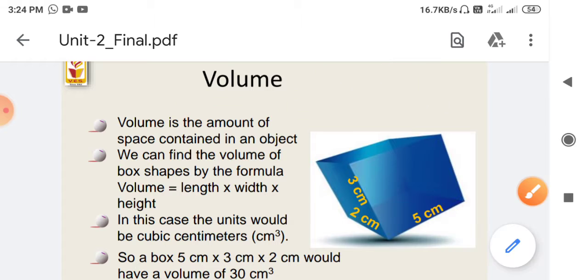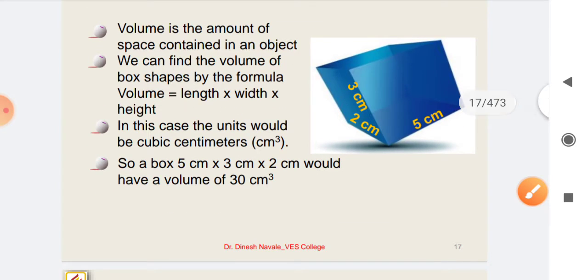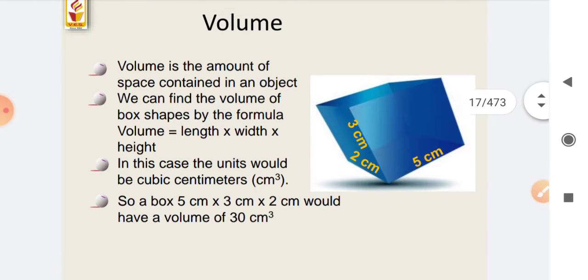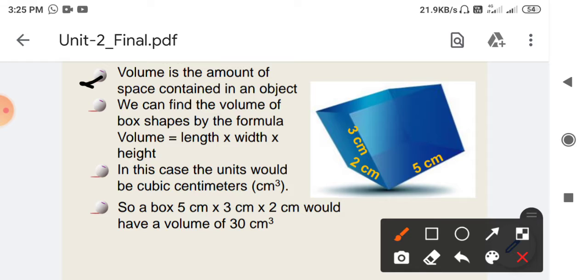In order to derive volume, we just need to multiply the length variable 3 times. If we multiply the length variable 3 times, then we will get the volume variable. So the volume variable is the amount of space contained in an object. We can find the volume of a box shape by the formula length into width into height. If you measure the length, width and height, you will get the exact volume of the given box or object.